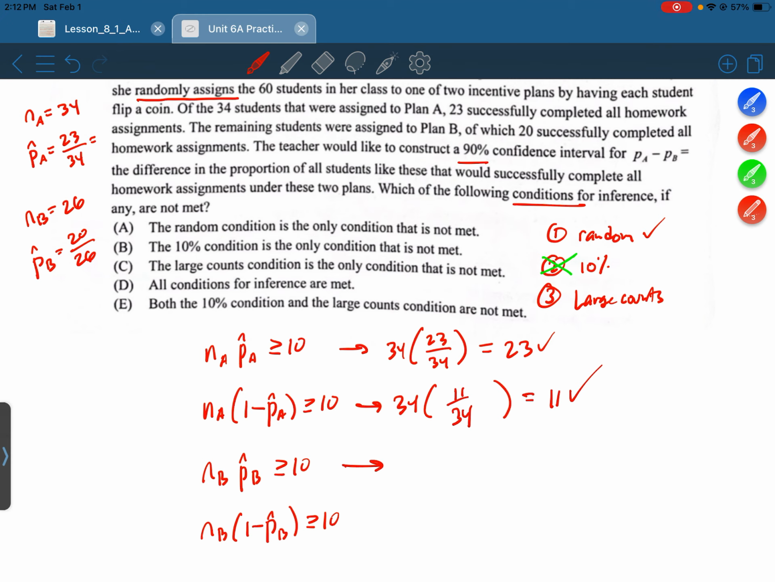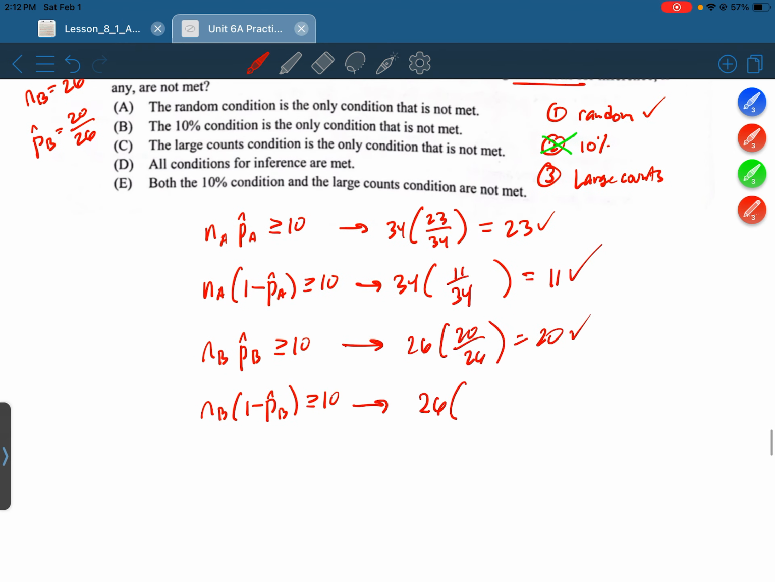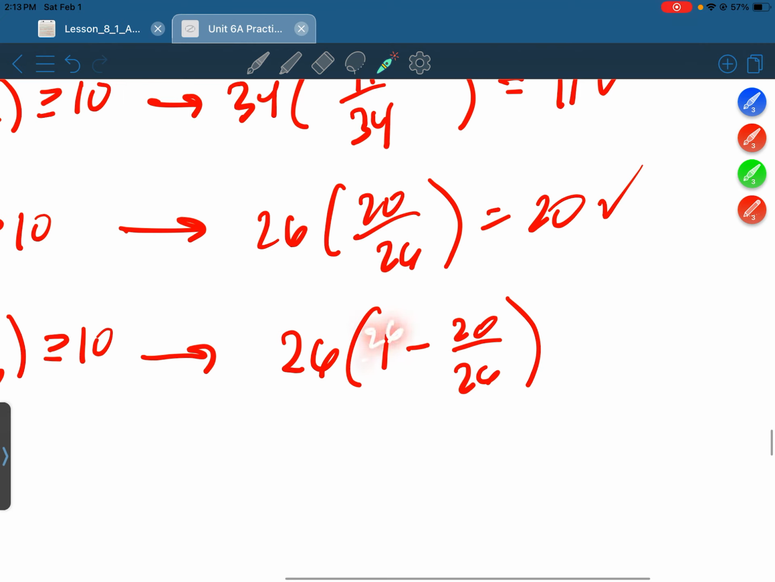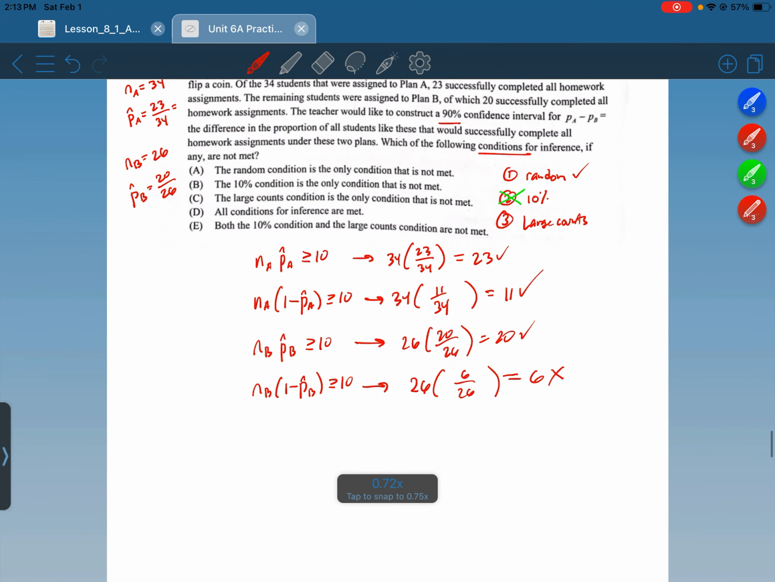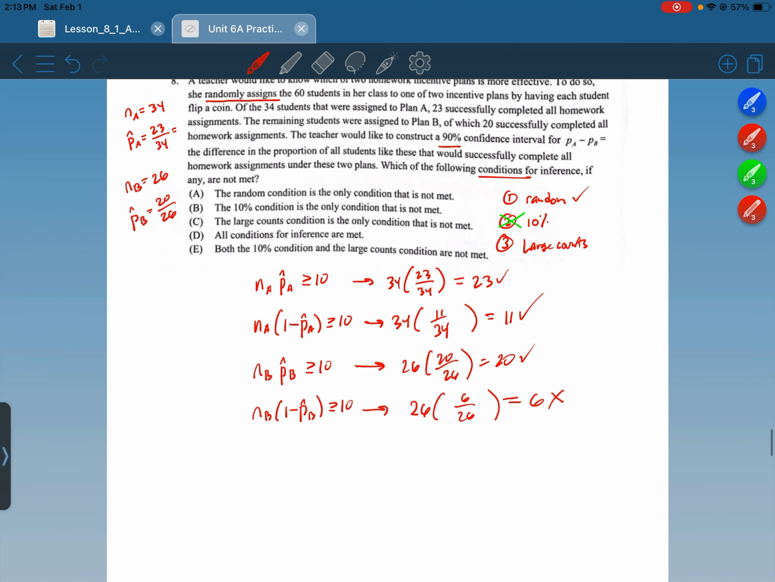Okay, next, this is going to be 26 times 20 over 26, which is exactly 20. Check. The next one is going to be 26 times 1 minus 20 over 26. And the difference here is going to be 6 out of 26. I'm just thinking, well, 1 is the same as 26 over 26. Common denominator, difference of the numerators is 6. So that's 6 over 26, which then becomes 6, and there's our problem. That's not 10 or more. So the large counts condition has not been met.